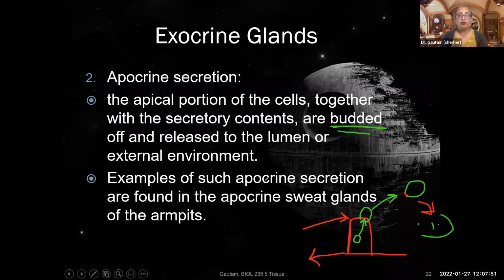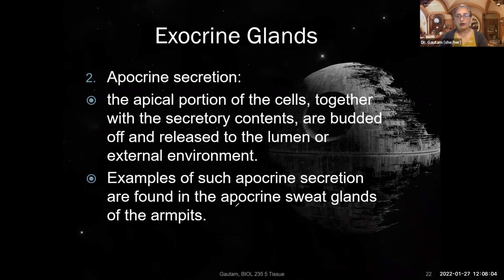Examples of apocrine secretion are found in the sweat glands of the armpits. We'll learn about where the different types of glands exist. Examples of eccrine glands would be sweat glands that are on our forehead.